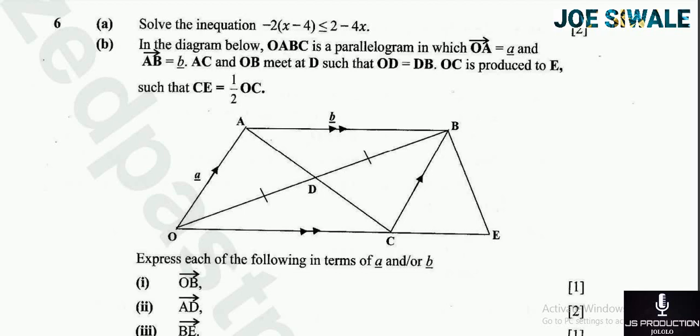So that's the diagram. Express each of the following in terms of vector A and or vector B. Roman numeral 1, vector OB, 1 mark. Roman numeral 2, vector AD, 2 marks. Roman numeral 3, vector BE, 1 mark.